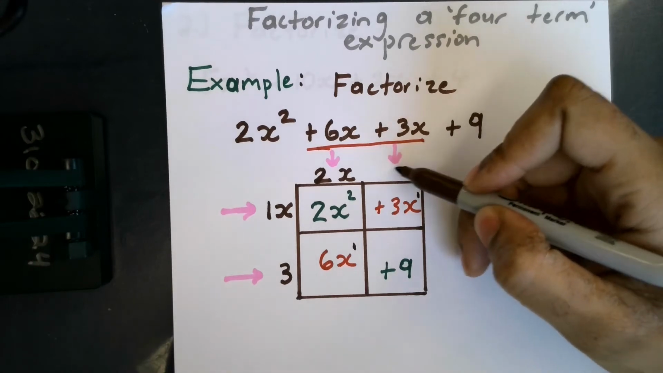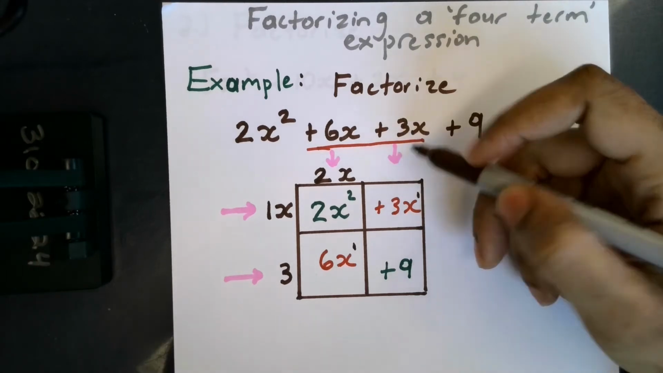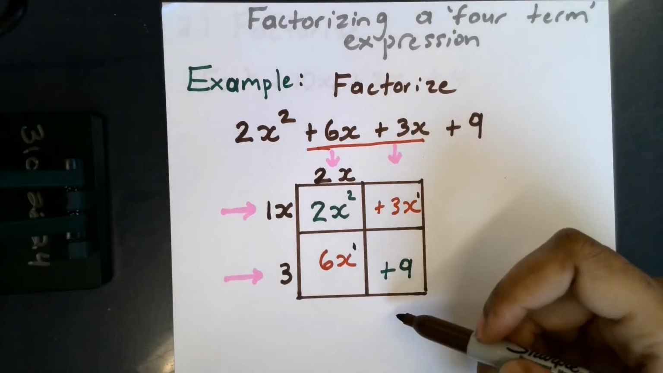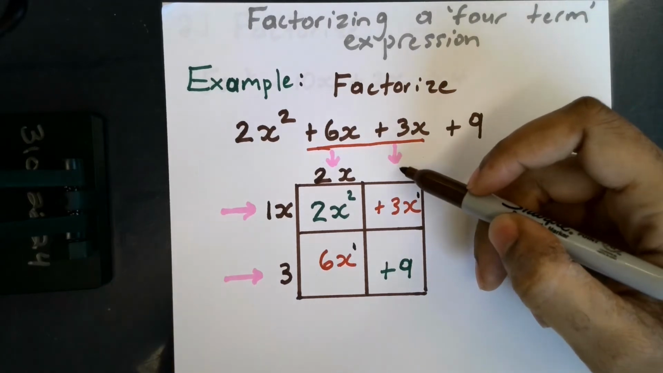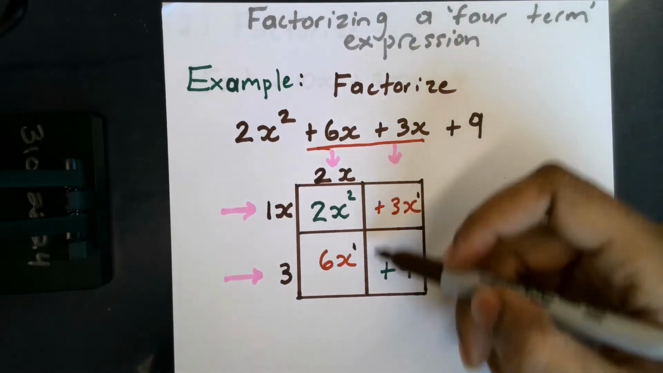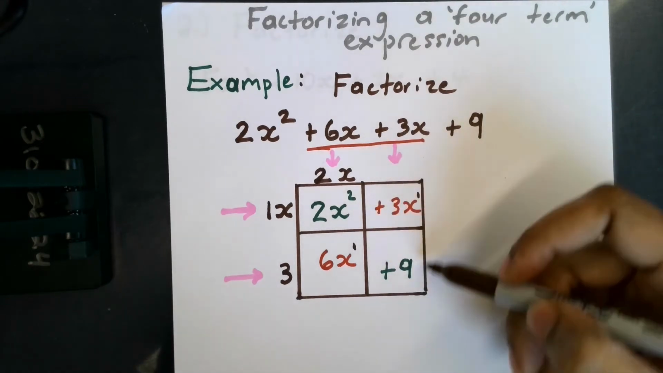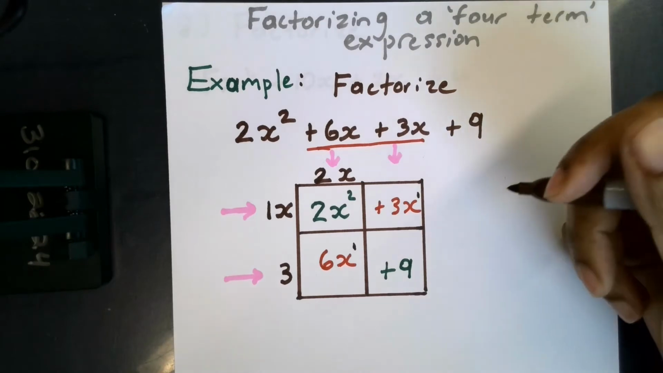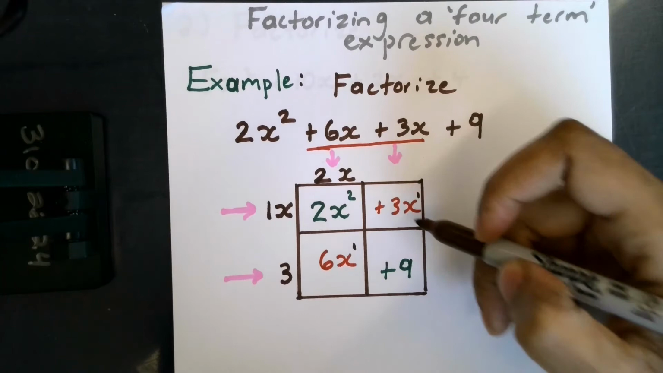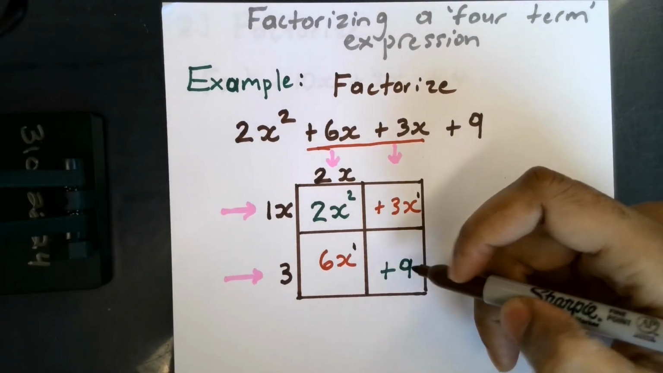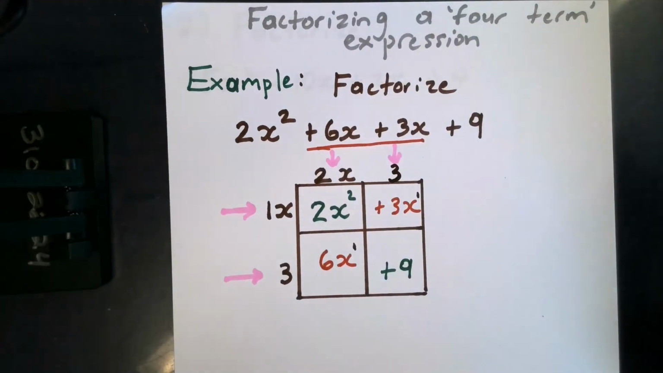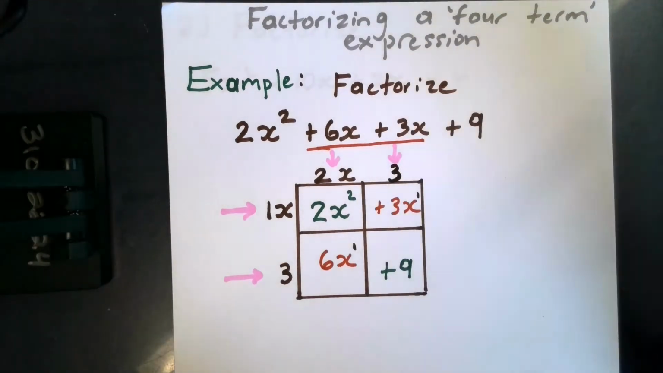Good. Let's move on to this arrow right here. It's pointing downwards. So we are going to find the GCF coming down of these two terms. And our GCF of 3x and 9 is only 3.